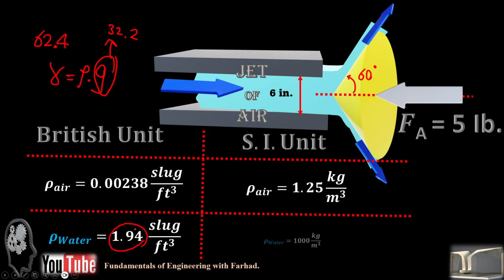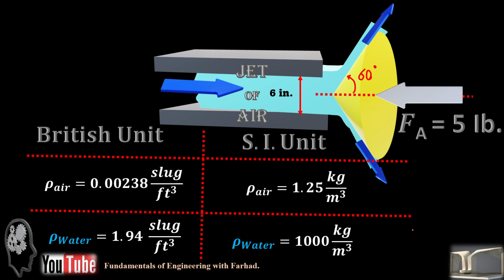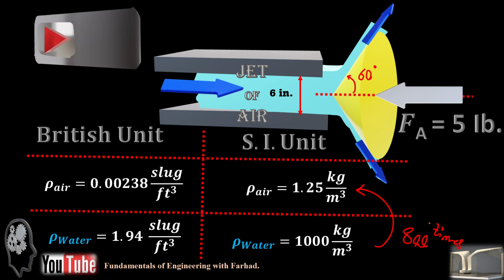And in SI units, rho of water is 1,000 kilogram per meter cubed. If you make a comparison between them, you can easily see that rho of water is almost 800 times larger in both units. If you do the same for British units, it's something like 18, it's around 800 times also.